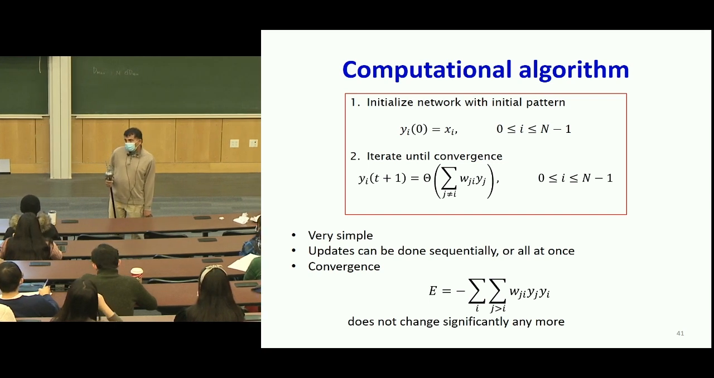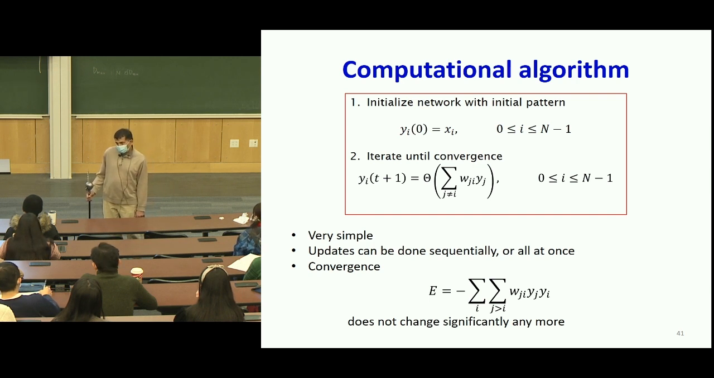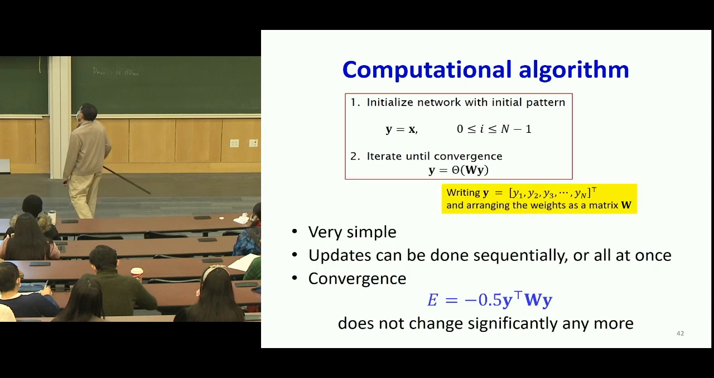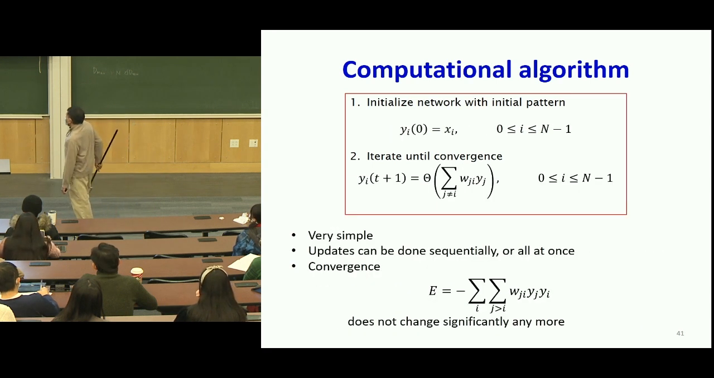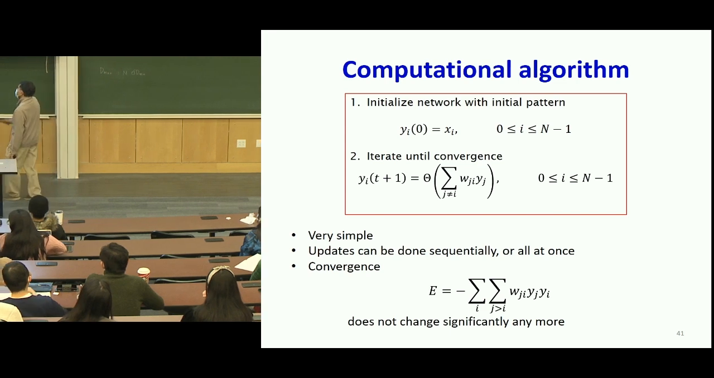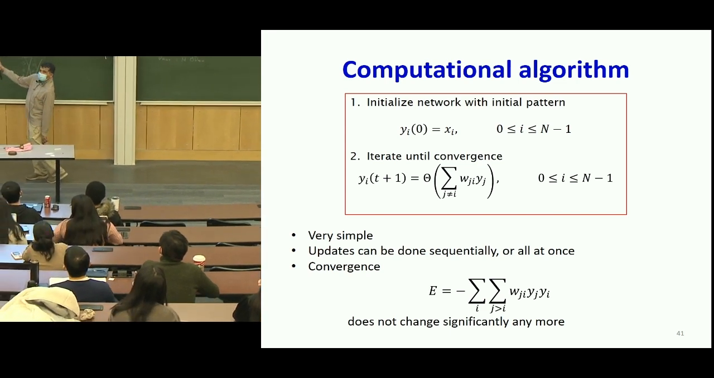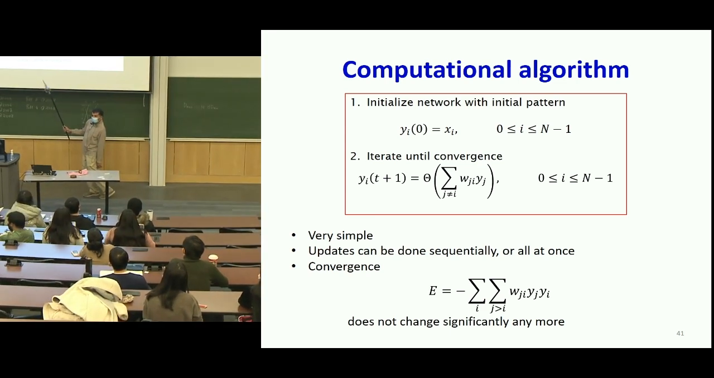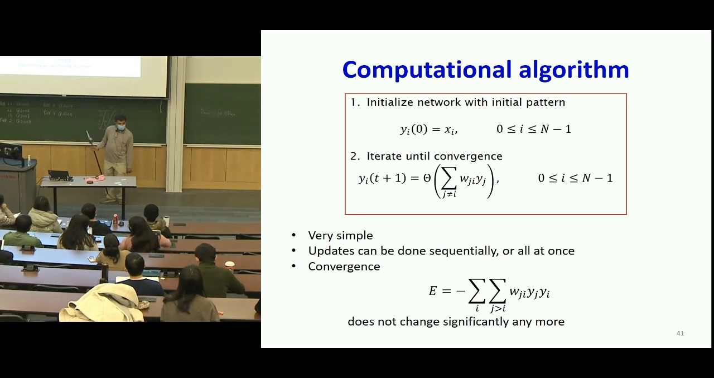Pardon me? When the output no longer changes, and you know that there's a finite depth beyond which the output is not going to change, right? So at that point, you can stop computing. There's no point continuing to compute it further. So I can write this, by the way, as minus summation over i, j greater than i. So j greater than i captures the minus the half, right? w_ij y_i y_j.